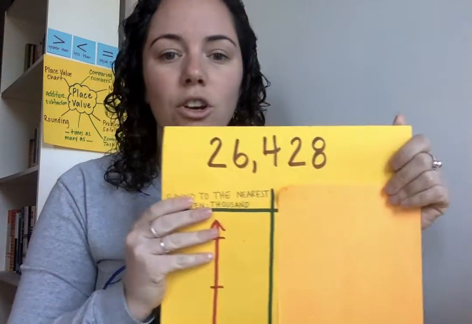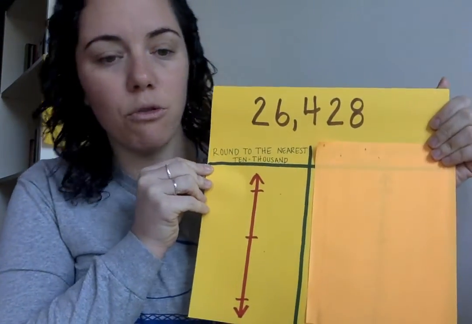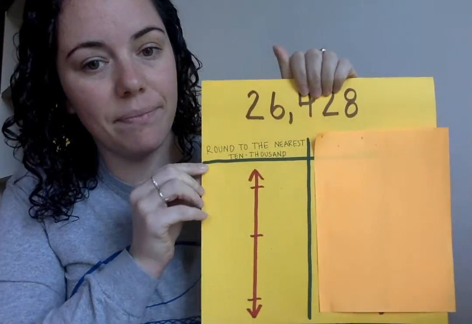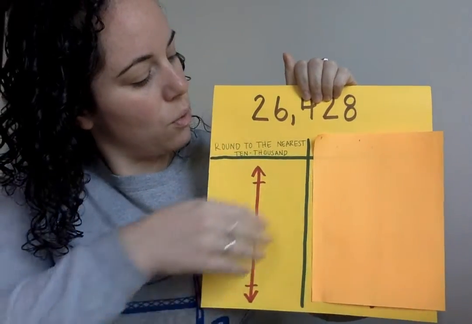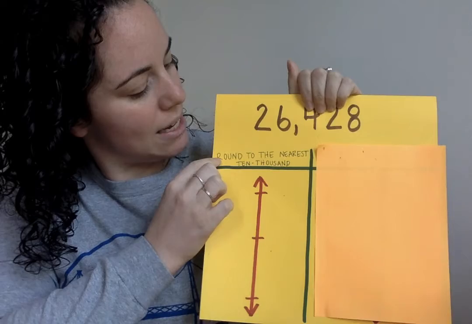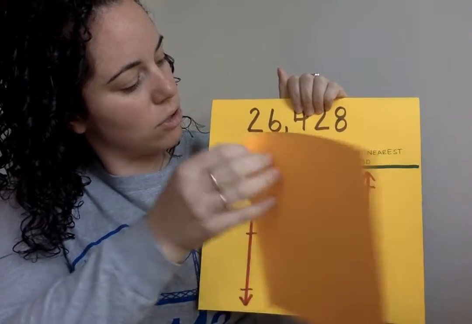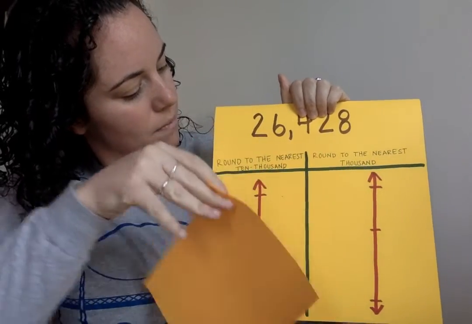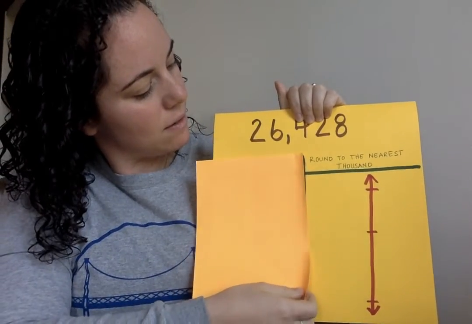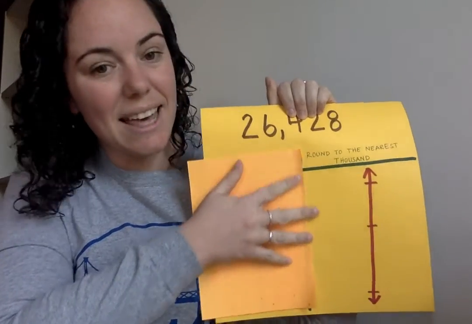So here we have a number. I just want to cover up part of it. 26,428. And here we are being asked to round it to the nearest 1,000.